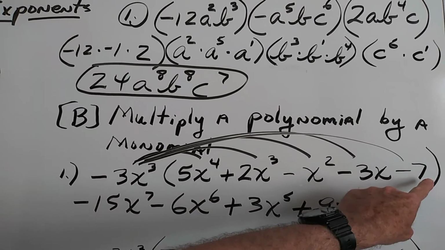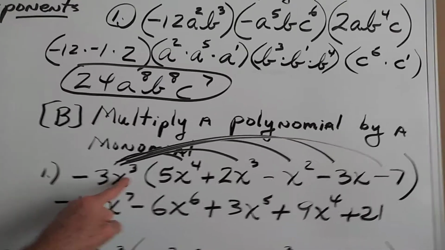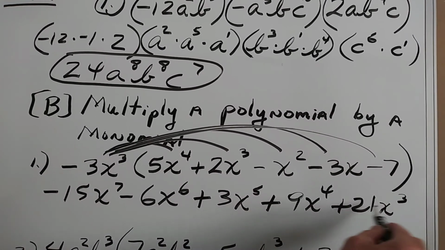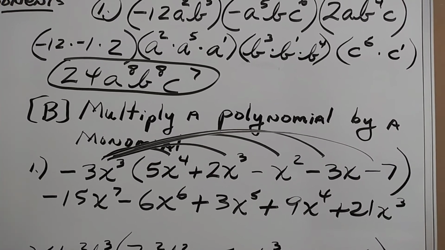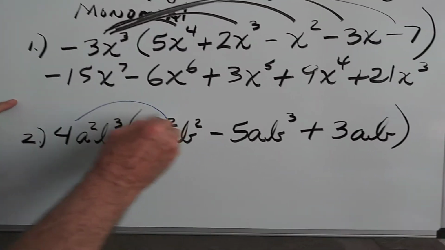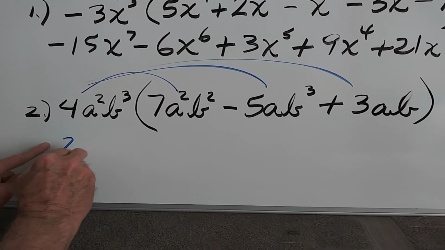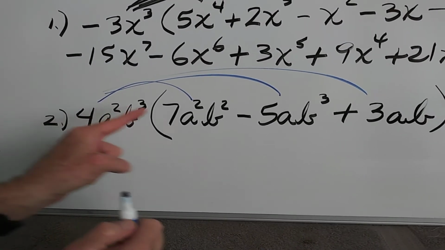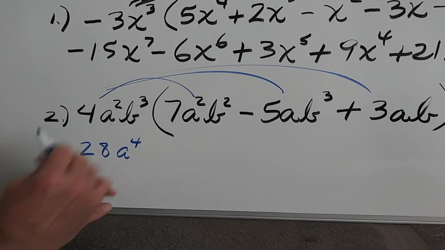There aren't any powers of x next to that negative 7, so we just take this x to the third that was in our monomial, and just attach it to the 21, x to the third, and there is our answer. We're distributing, and we're using the product rule as we do it. Okay. Number 2, same idea. Positive times positive, positive 28. Now the powers of a to the second times a to the second, add those exponents, a to the fourth.